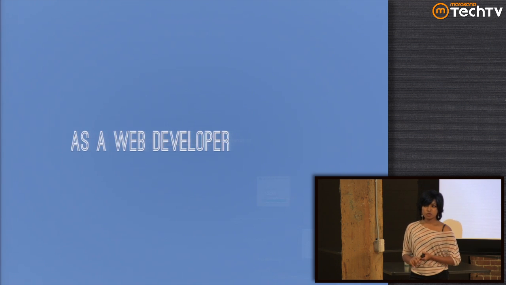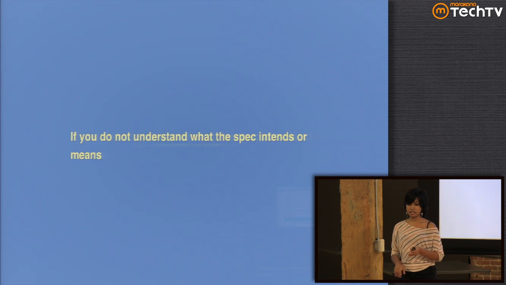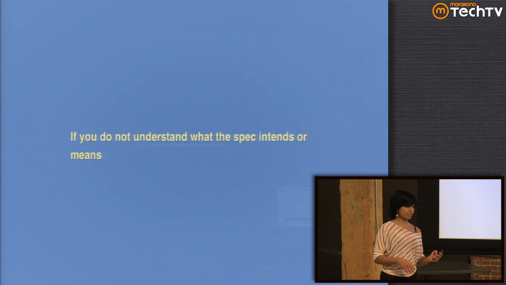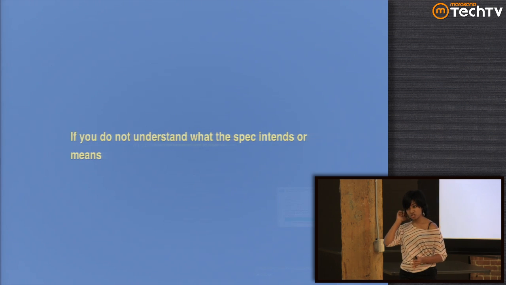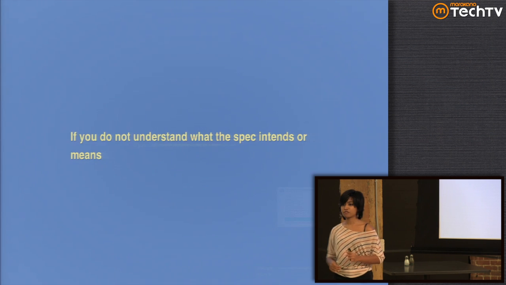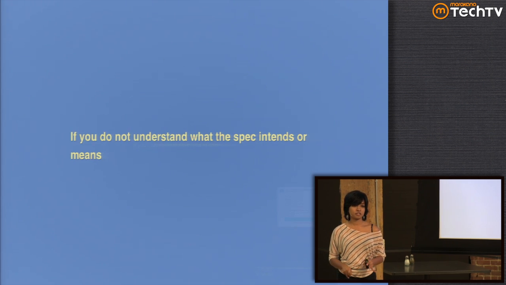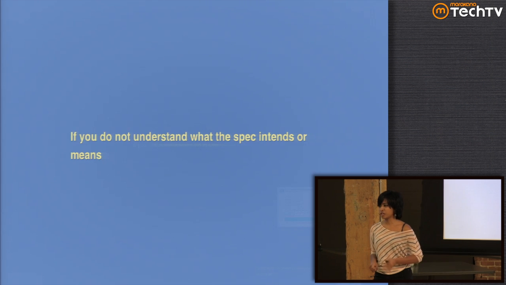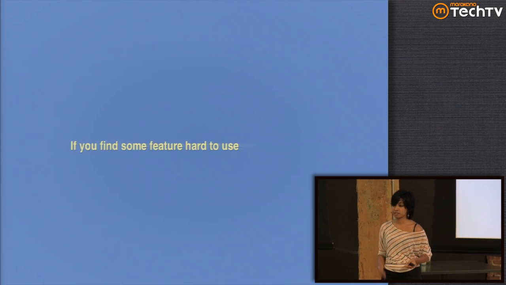So there are different ways you can give feedback on specifications. The first is as a web developer. The easiest way to give feedback is if you don't understand what the specification intends, or what it means. All these specifications are not written as a cure for insomnia. They are supposed to be readable and understandable by you. So if you don't understand, make sure you ask questions in the appropriate forums that I just mentioned, and make sure you clarify it so that other people who come after you can understand this.